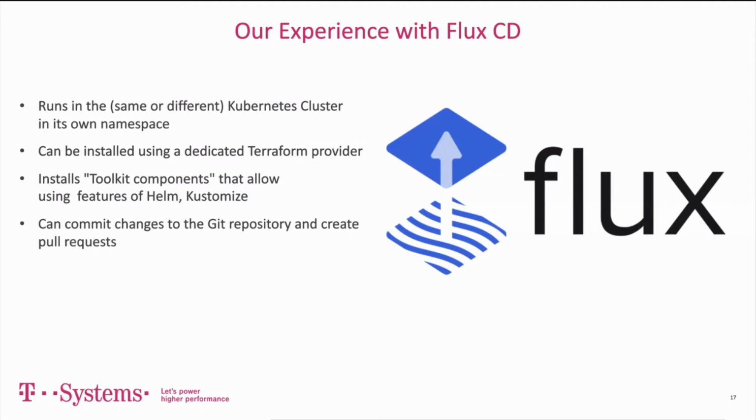FluxCD comes with so-called toolkit components, which are like controllers and custom resource definitions, which allow you to use Helm and Kustomize things. So it means that if your application already uses Helm or Kustomize, it's super easy to switch to Flux because it supports them as first-class citizens. And also the good thing about Flux is that it can commit changes to the Git repository and create pull requests.